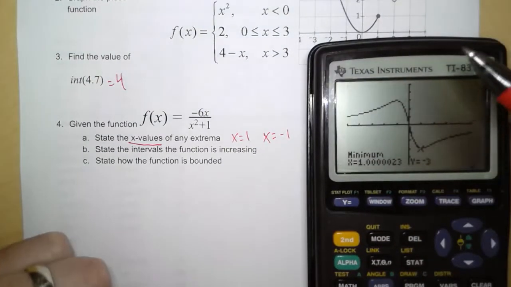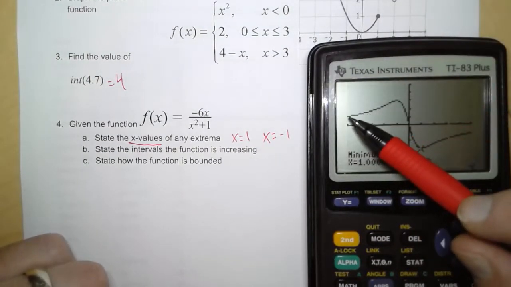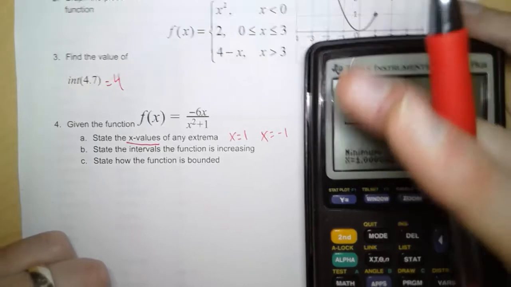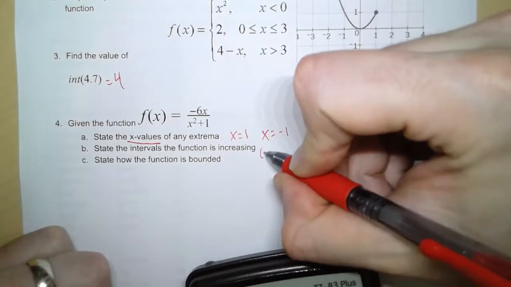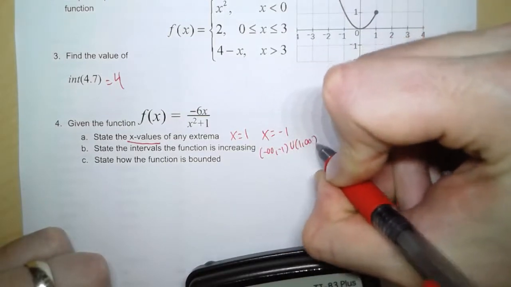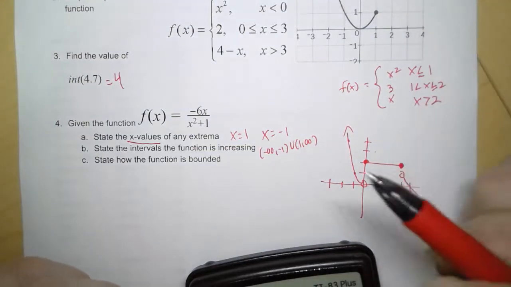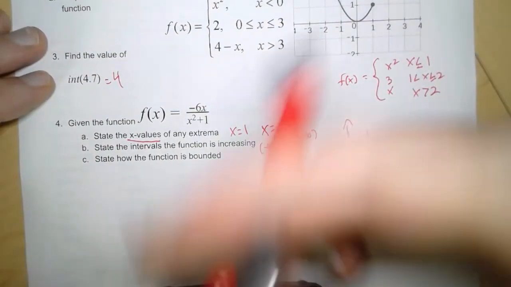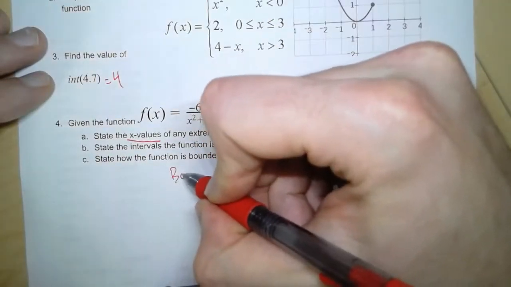So then it asks, state the intervals that it's increasing. So it's increasing up to this point, and then it's increasing after this point. So we have -infinity to -1, and then 1 to infinity. And this function, it doesn't go up forever, and it doesn't go down forever. So therefore, this function is bounded above and below.